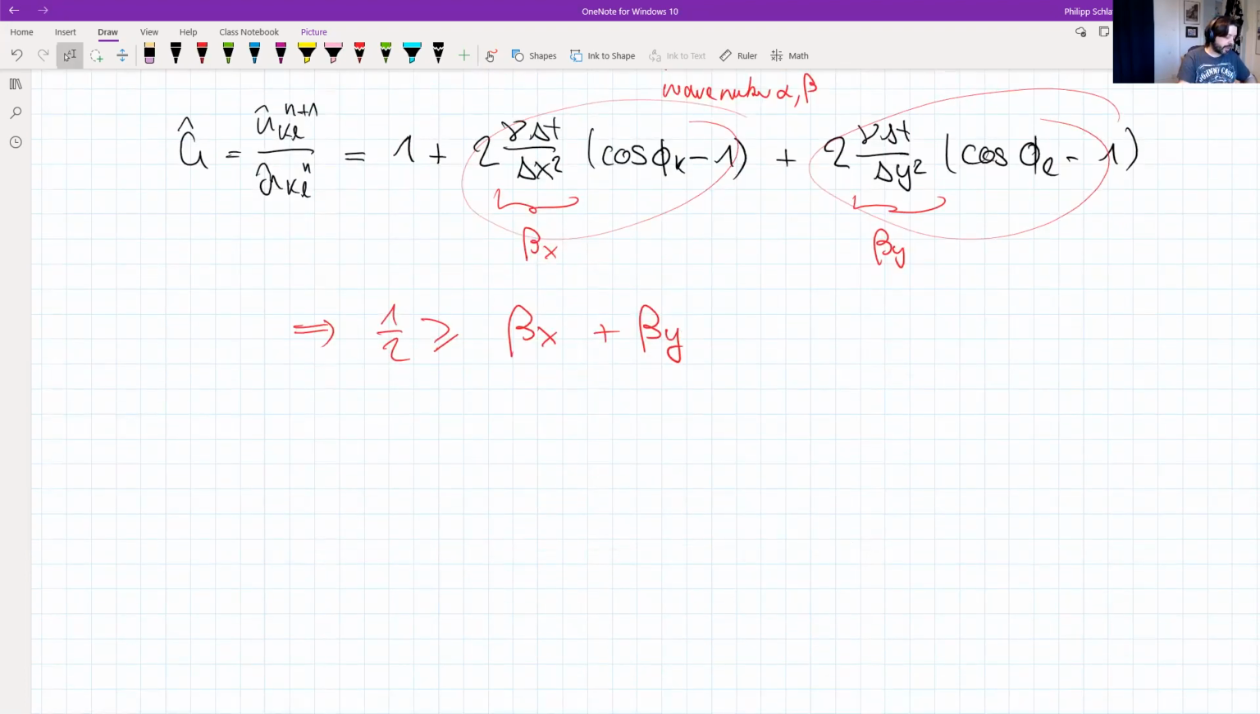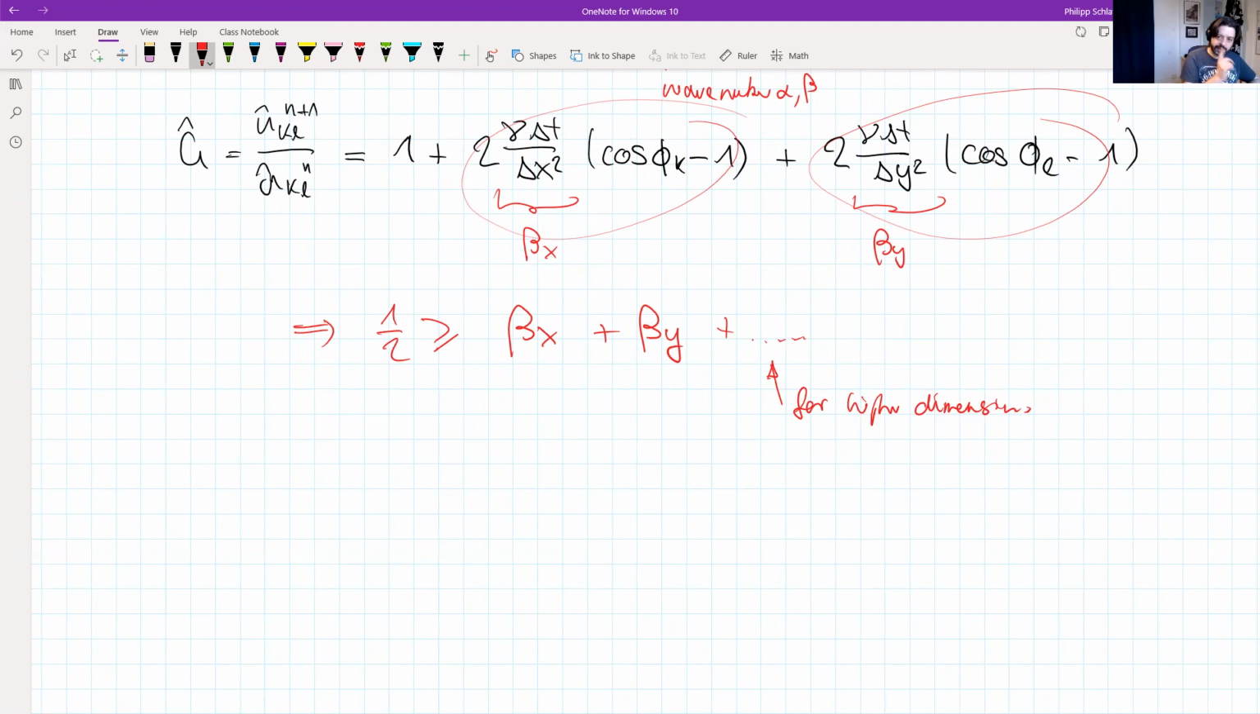Okay. And of course, now also here for multiple dimensions, I mean, you can understand that you just add more of these betas if there are any higher dimensions.